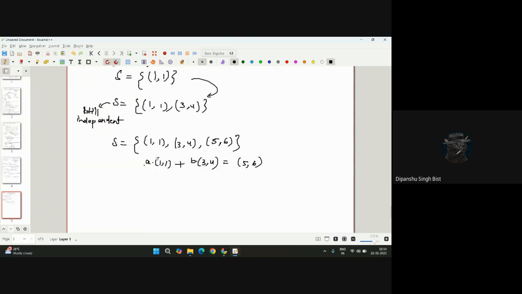Okay, so again you need to solve for this system. This will give you two equations, two variables that you need to solve. So what we are saying is, either you can write it in Ax equal to b form, or even if you just do simple math over here, a plus 3b is equal to 5, whereas a plus 4b is equal to 6, then you will get a unique solution out of it.